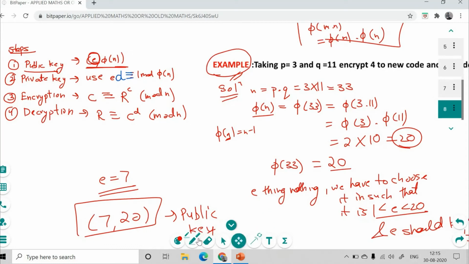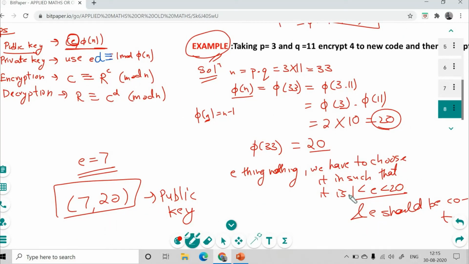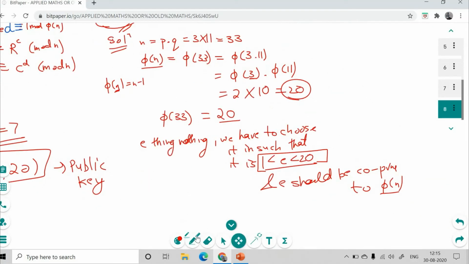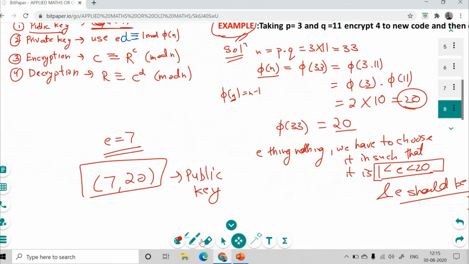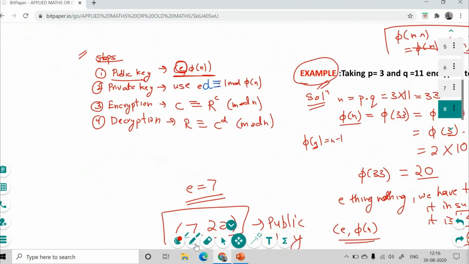Now we have to choose an E such that it is greater than 1 and less than 20, the value we got for our totient function, and E should be co-prime to phi n. E should be co-prime to phi n. So I took E as 7. You can also take 5 or 3 or 2. Okay. So this 7 comma 20, that is E comma phi of n, is always the public key. So our very first step is done. E comma phi n is clear.